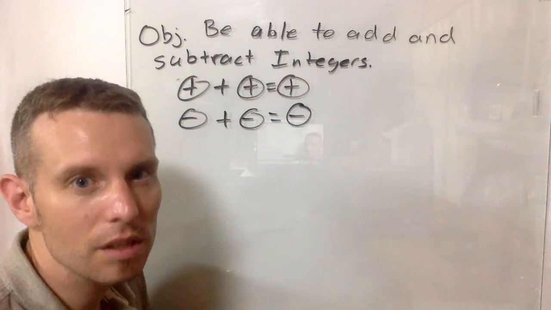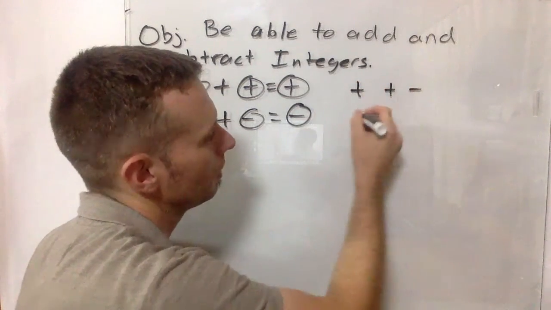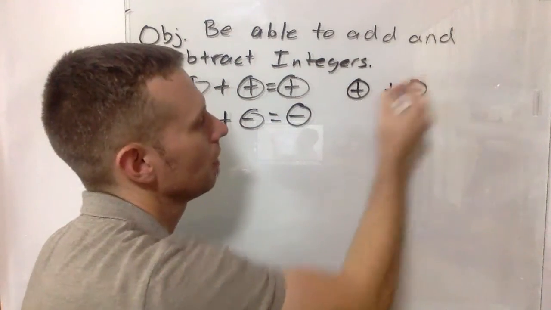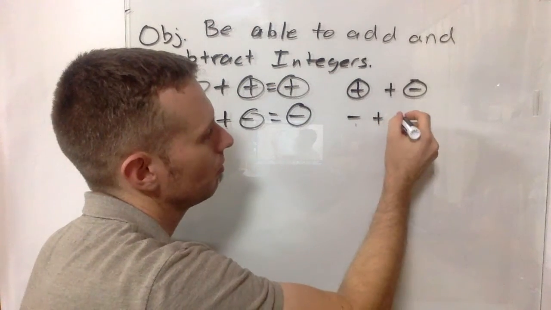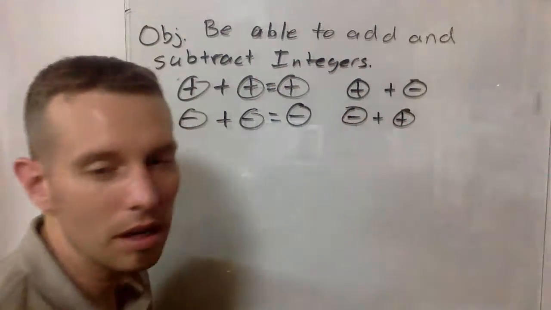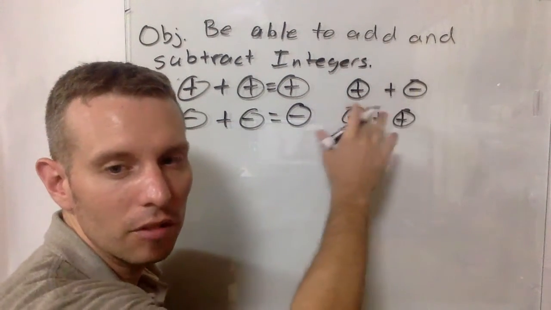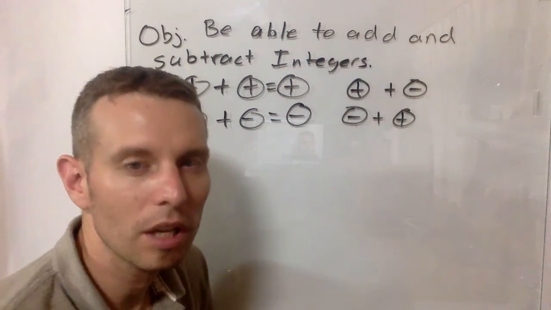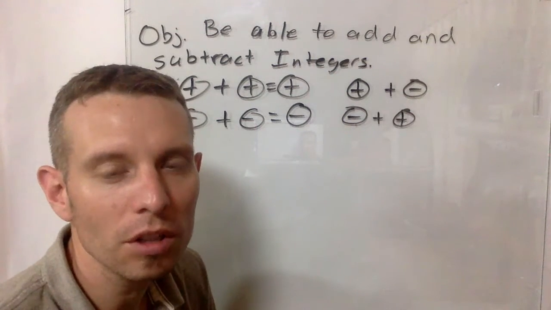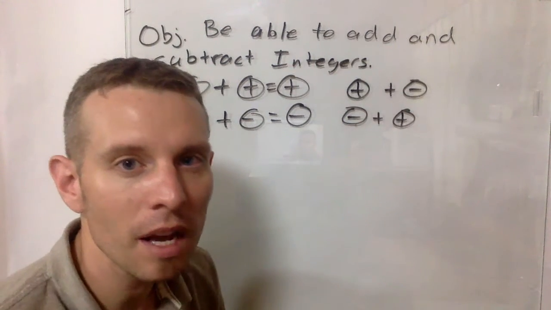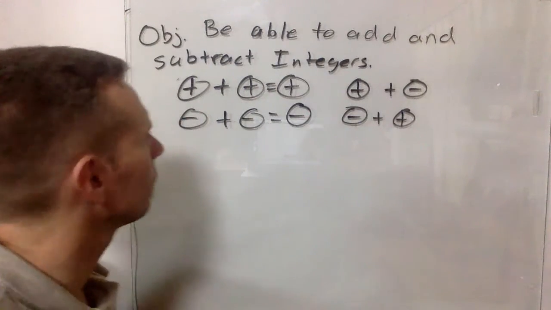The last one is this, that if you have a positive plus a negative, or if you have a negative plus a positive, okay, then you need to write this down. A positive plus a negative, or a negative plus a positive, this is the rule, okay? You take the bigger number, subtract the smaller number, and then use the sign of the bigger number. Okay, I'm going to do some examples of all of these.